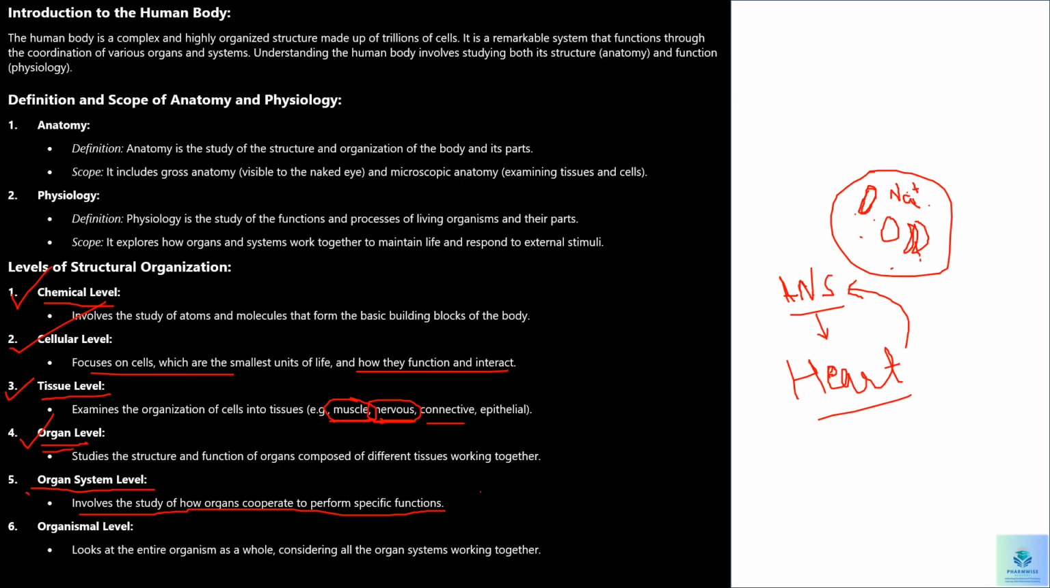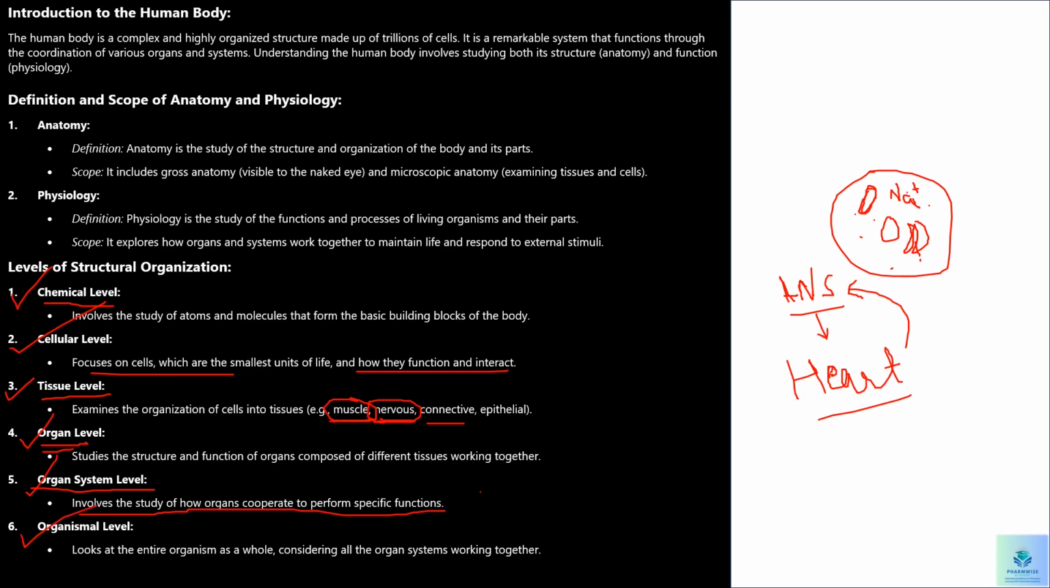This is the organ system level, where two organs, because the ANS comes under the brain, and the heart is a different organ, coordinate with each other and perform the function combinedly. This is called the organ system level.